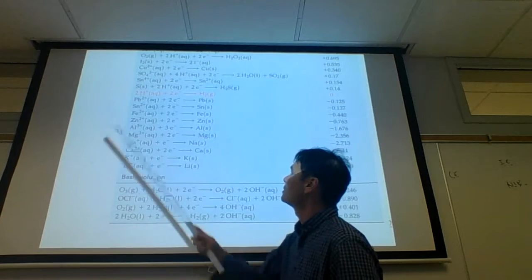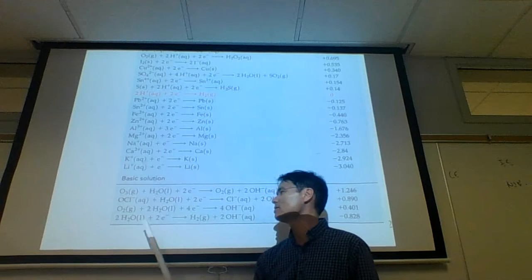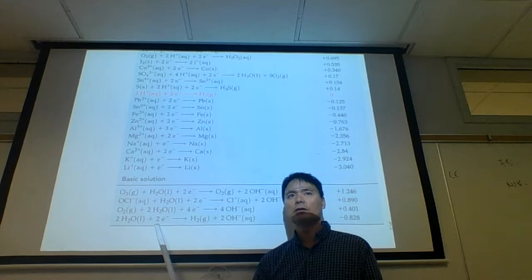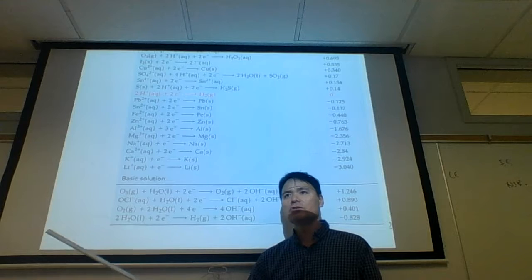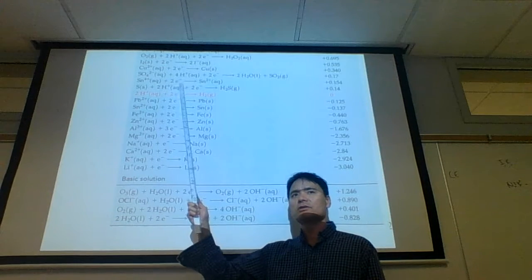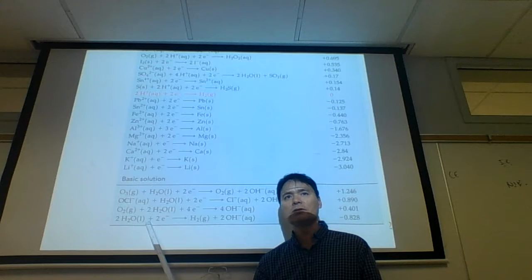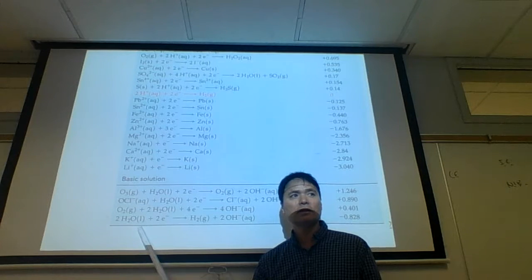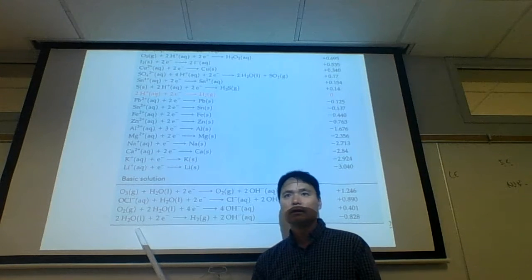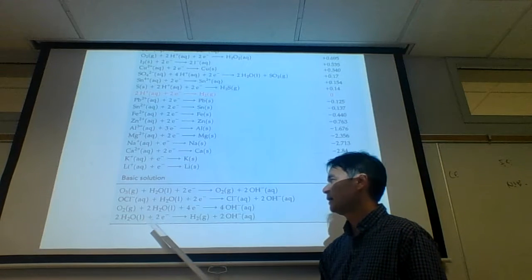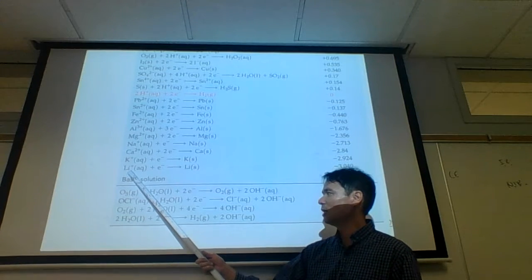And so at the top of this list was fluorine. At the bottom of this list is water. Is that correct? And so the strongest oxidizer is fluorine. The weakest oxidizer would be at the bottom of this list, water. Is that right? No, it's not right. Actually, at the bottom of the list is lithium ion.